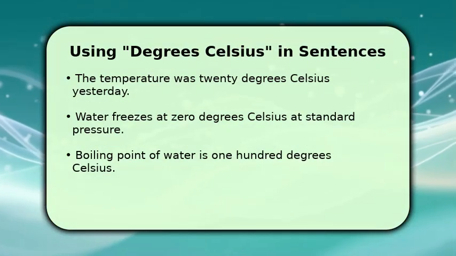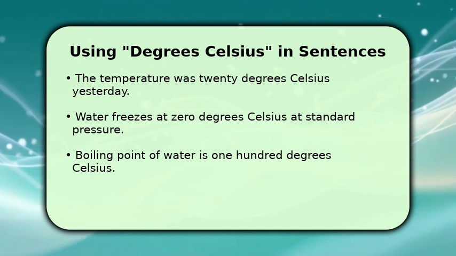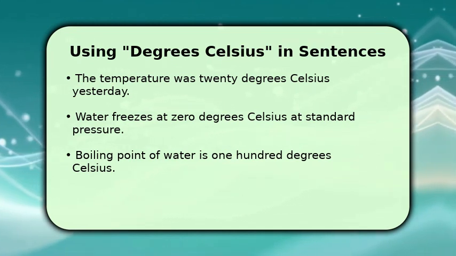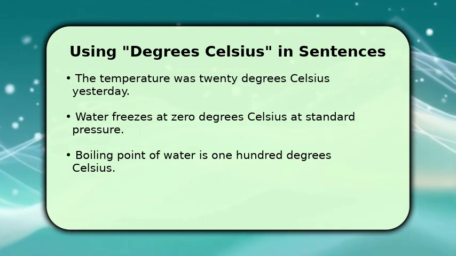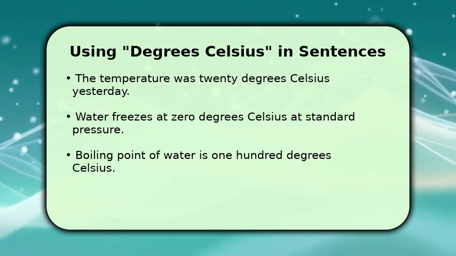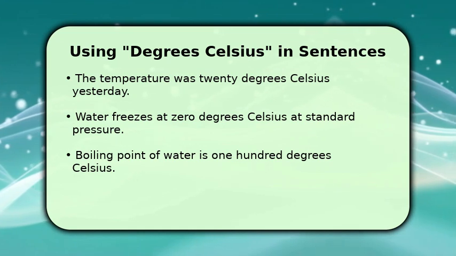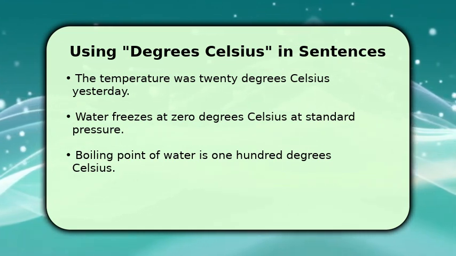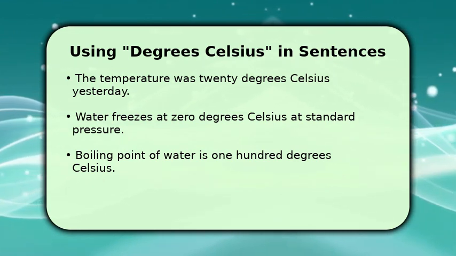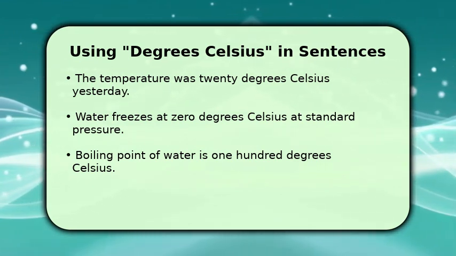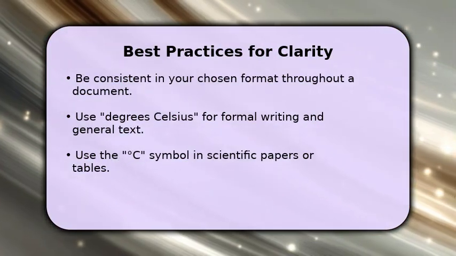Let's look at some examples of how to use degrees Celsius in a sentence. You might say, the weather forecast predicts a high of 28 degrees Celsius tomorrow. Or, the oven needs to preheat to 180 degrees Celsius for baking. Another common example is, the human body temperature is approximately 37 degrees Celsius. These examples show how to integrate the phrase naturally and correctly into various contexts, ensuring your meaning is perfectly clear to your audience. For optimal clarity, consistency is key.